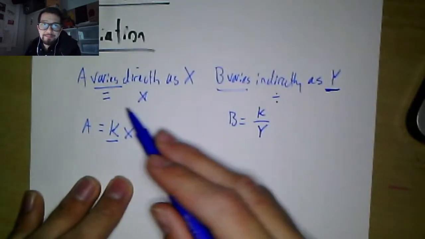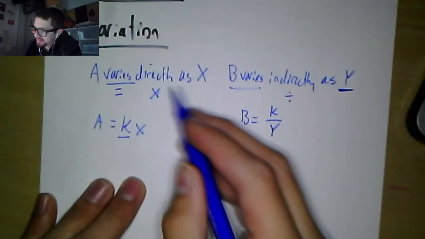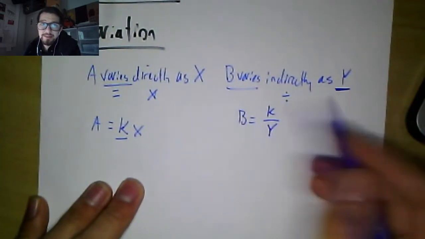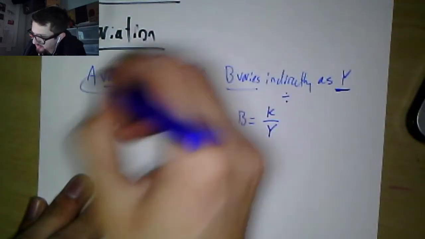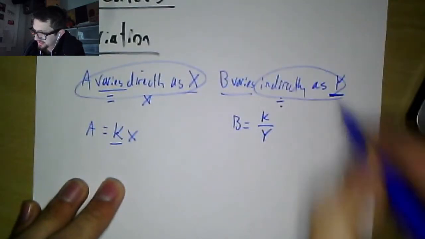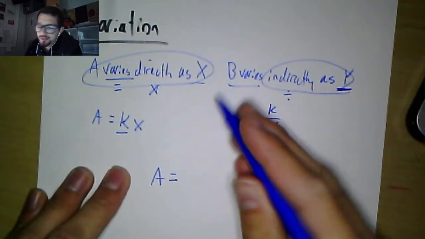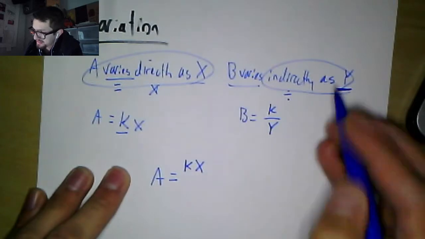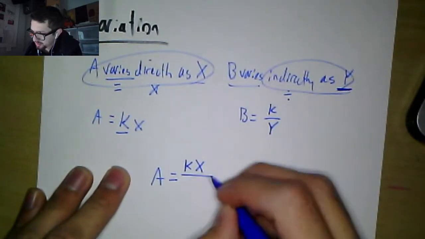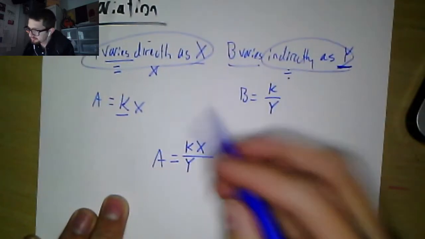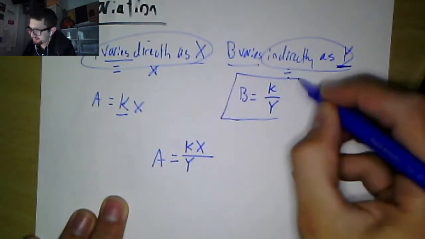Now what if I said A varies directly as X and indirectly as Y? Then we'd say A varies directly as X, which means Kx, indirectly as Y, which means K over Y. So you'd end up having this sort of combo problem. Now let's look at this problem. B equals K over Y.